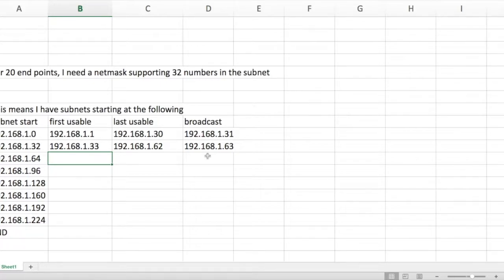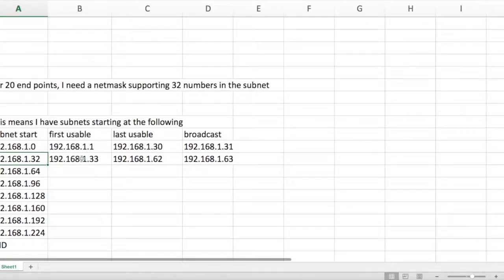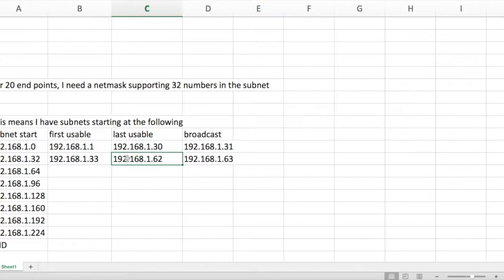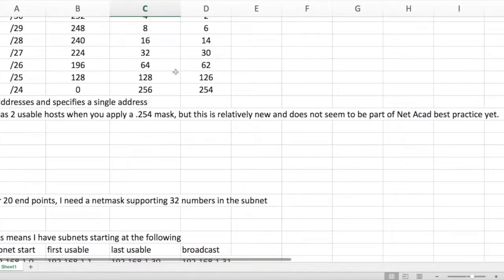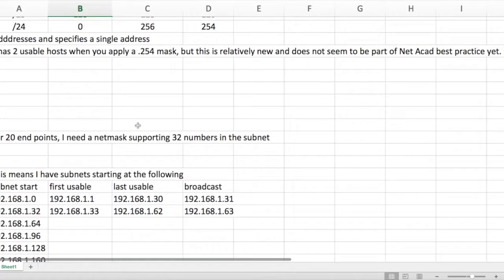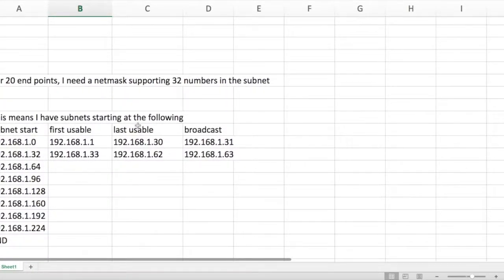The way we would then use that is to say, okay, for one location that has 20 hosts, I'll allocate it this subnet and address all of the hosts within the first usable to last usable range. The next one I'll go to an address within the second subnet. I'll address all of the hosts in that subnet within this first and last usable address range using the correct mask .224 when I do the IP address configuration on the interfaces. And that's pretty much it.